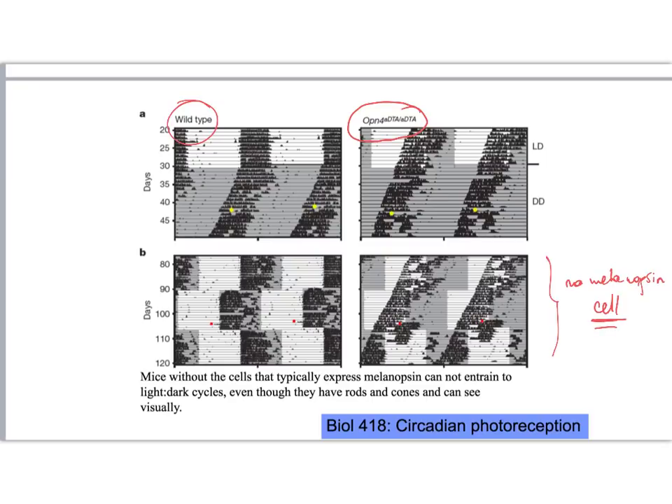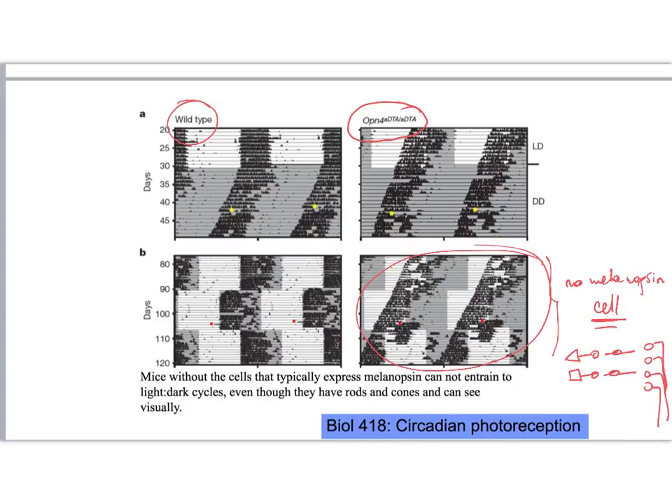So in this case, we remove the cells themselves. We sacrifice those cells, and you can see that these animals are unable to synchronize to the light-dark cycle. They are free running all the time. So this is really amazing because if you think about these animals, what they are is, in our schematic, they have rods and cones, right? They have the intermediate cells. They have all their ganglion cells, right?